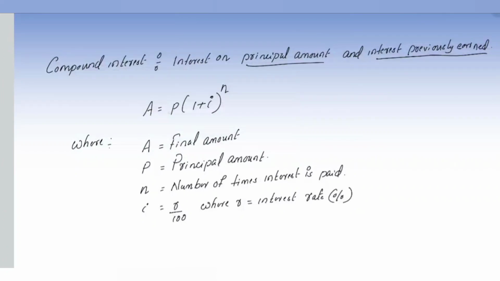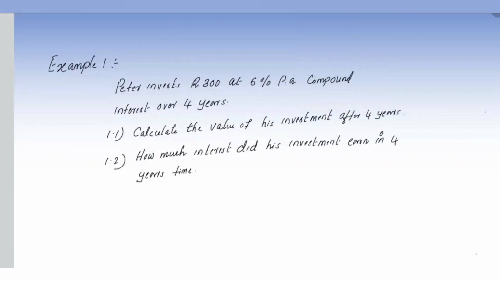When it comes to compound interest, we are using this formula, that is A is equal to P bracket 1 plus I to the power n. This is an exponential growth, where A is the final amount and P is the principal amount, same as simple interest. N is the number of times the interest is paid and I is R over 100, where R is the interest rate. Let's do the same question that we already did in simple interest, in compound interest.